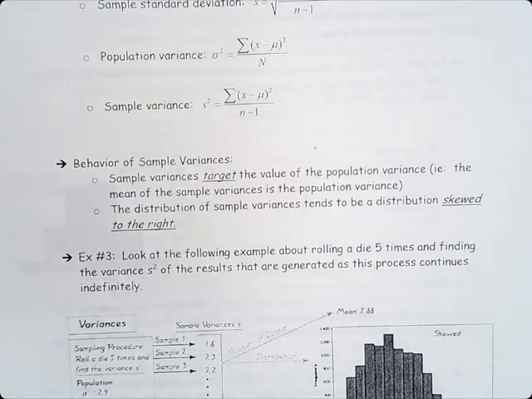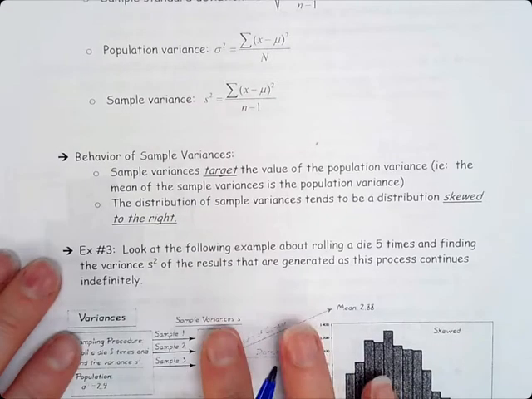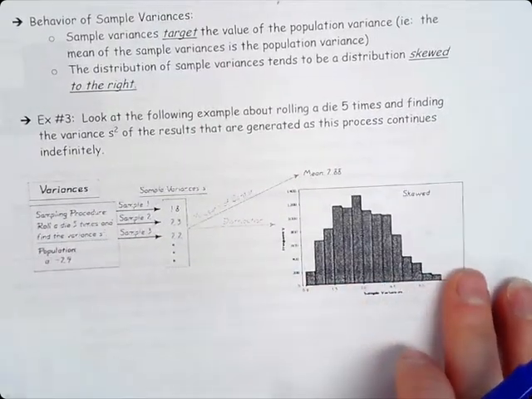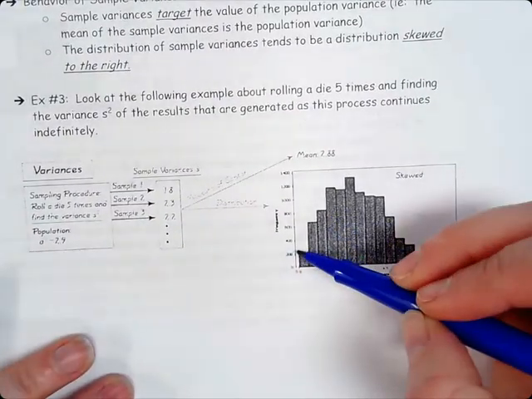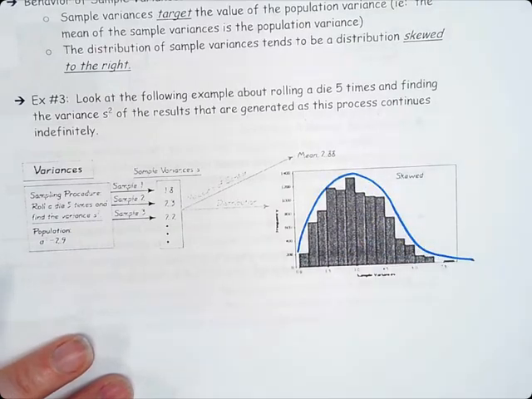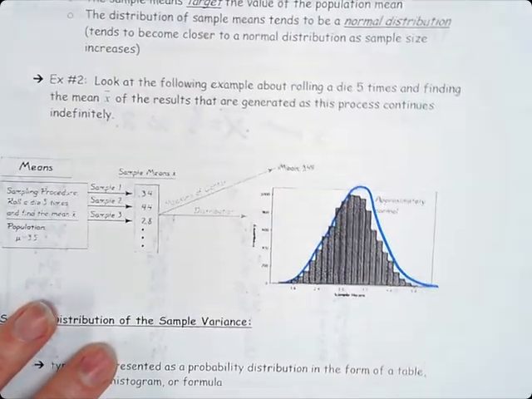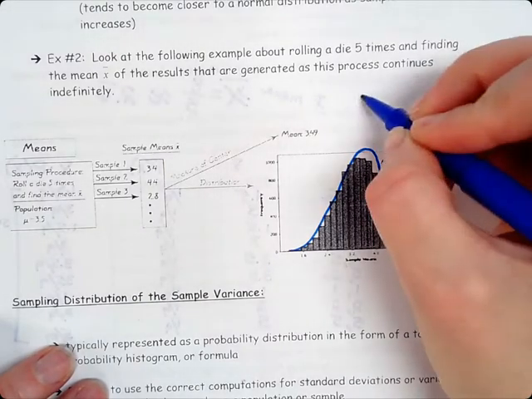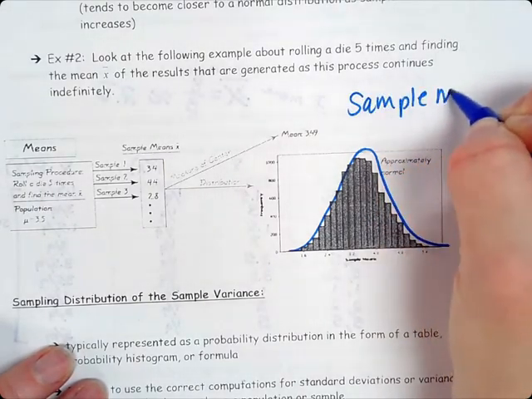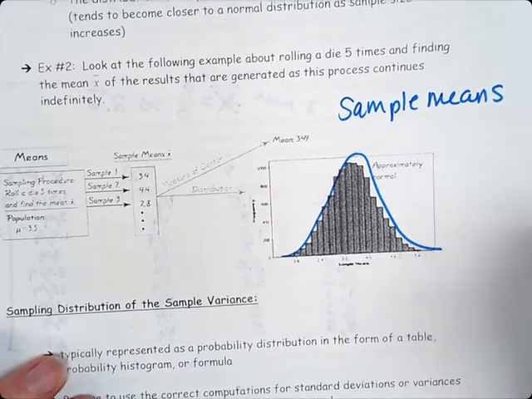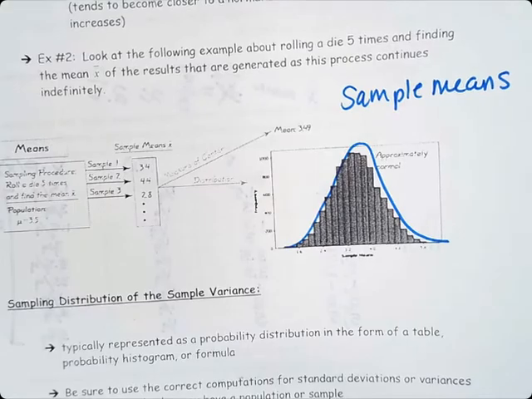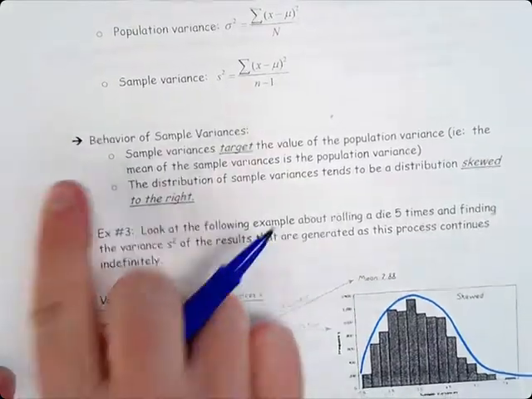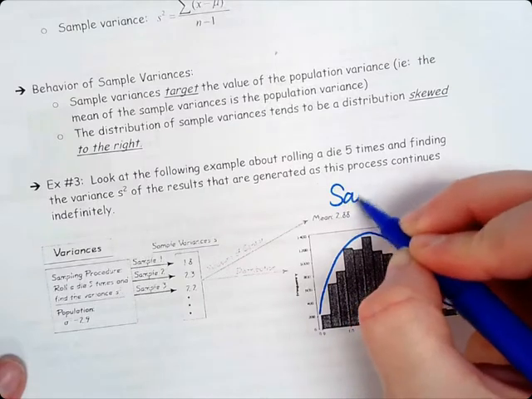The distribution of a sample variance tends to be skewed to the right. So if you look at the example, see how this is skewed to the right? The other one was a standard normal distribution. So this is dealing with your sample means. They tend to be more of a standard normal distribution. But with your sample variances, they tend to be skewed right.